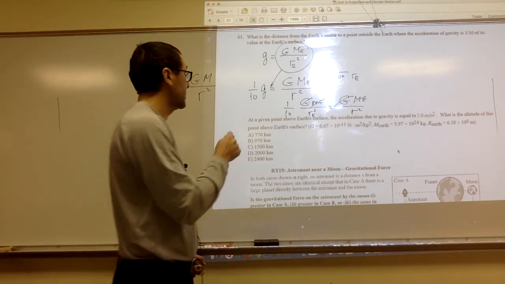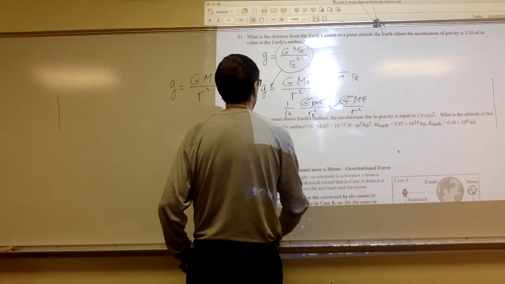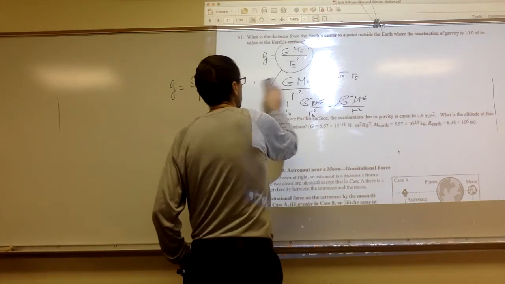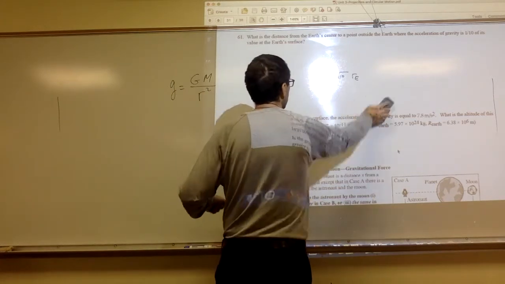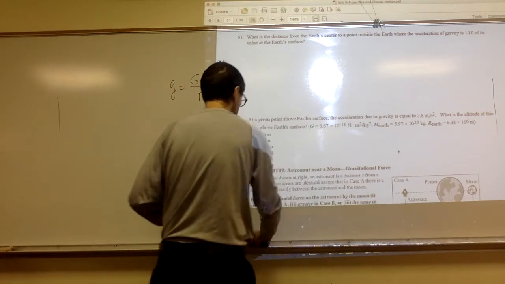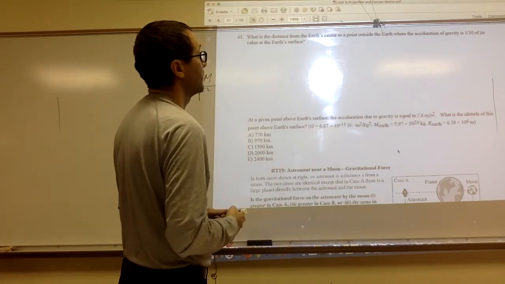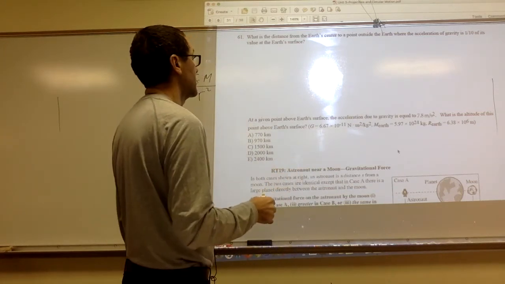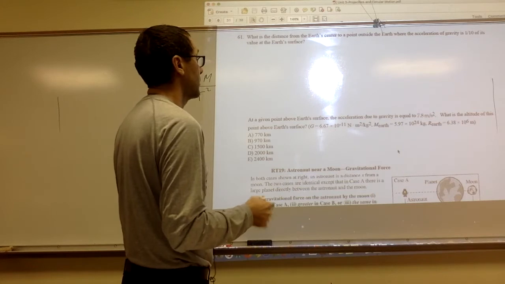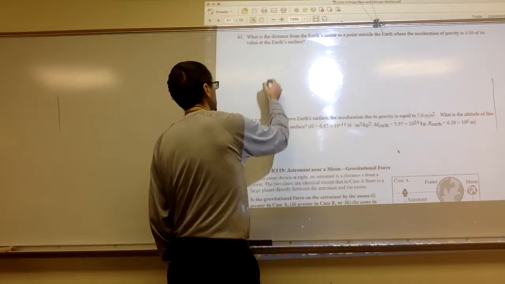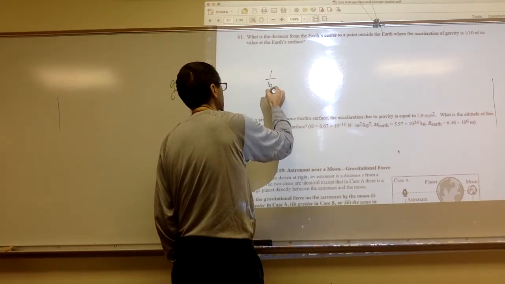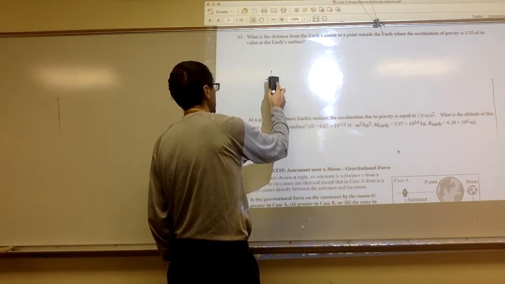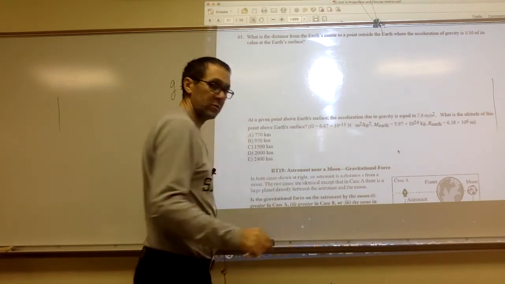Again, the way I did it in the answer key is different than the way I'm doing it now. Another way we could do it is that we can say, well, the ratio of the gravities is going to be 1/10. Actually, probably it's easier to just do it the other way. Okay, so I don't want to confuse you with this.